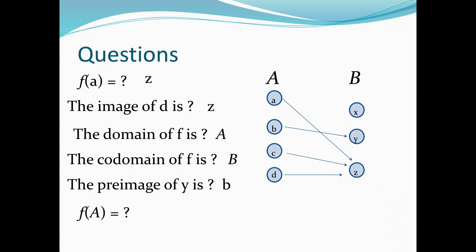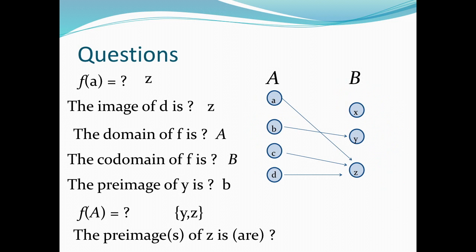And what does f of A represent? If you take the whole set of A, what is f of A? So f of A has been mapped to two elements from B, which are Y and Z. So f of A as a total, the whole mapping, is basically Y and Z. Now what are the pre-images of Z? In this case, the pre-image of Z has been mapped by A, by C, and by D. So the pre-image of Z is A, C, and D.